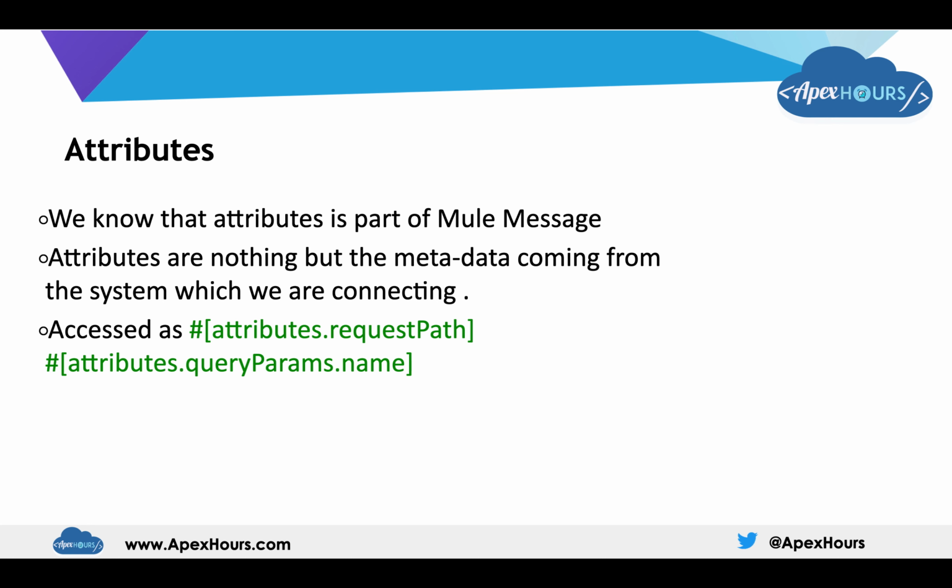And to access the value from your attributes, from your input, this is the syntax that we have to use, whatever I have highlighted in the green color. attributes.requestPath or attributes.query. If you are passing query params, attributes.queryParams.name. If you are worried about syntax, don't worry about it because debug helps us to get the syntax. So don't worry about syntax.